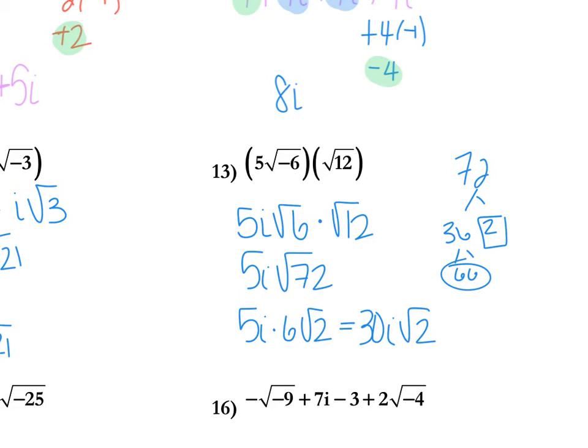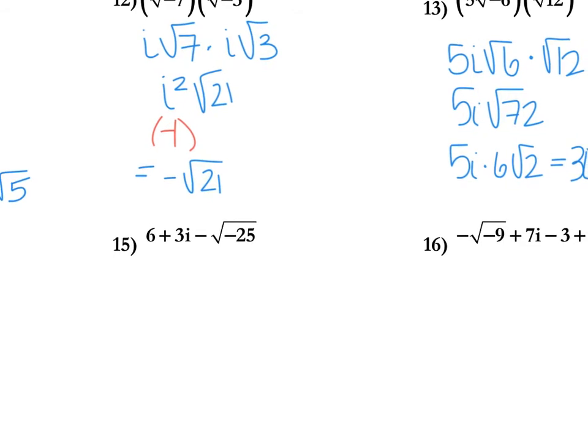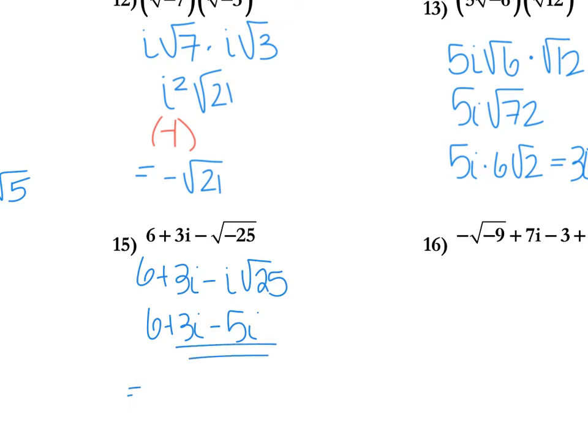All right, so let's skip 14 and let's go to 15. Okay, for 15, you cannot simplify those negatives and make it a positive. You must take care of i first before you can take care of anyone else. So this is going to be 6 plus 3i minus i root 25. Now go ahead and take a look at all of the things you need to simplify. So that's going to be minus 5, because the square root of 25 is 5. And then combine the imaginary parts together. So 6 minus 2i.